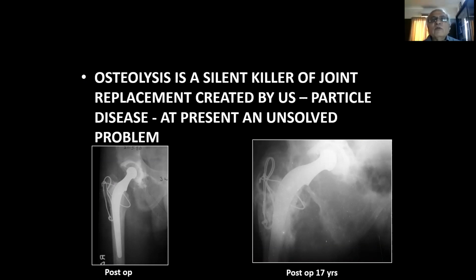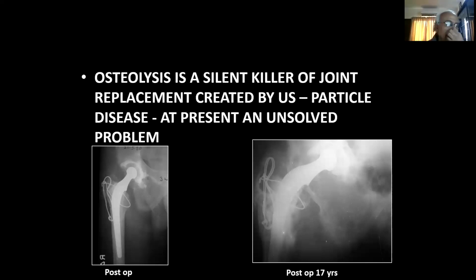Last time I told you where the term was coined, by Bill Harris, that is William Harris. It's called particle disease. Initially, it was thought to be a cement disease, and that's why everybody started blaming cement. So that's why most Europeans went on to the uncemented. And after 7 to 10 years, they realized osteolysis is also taking place for uncemented hips. So the coined term cement disease was changed to particle disease today.